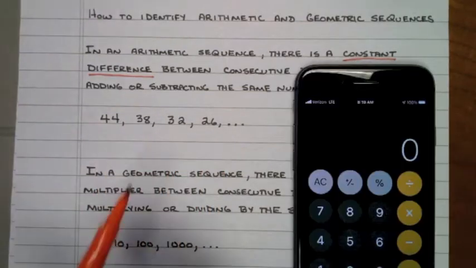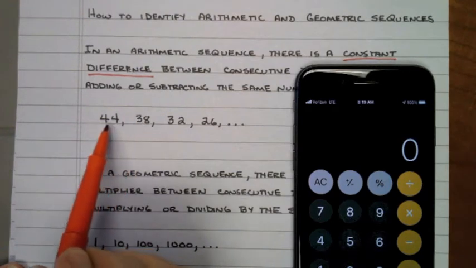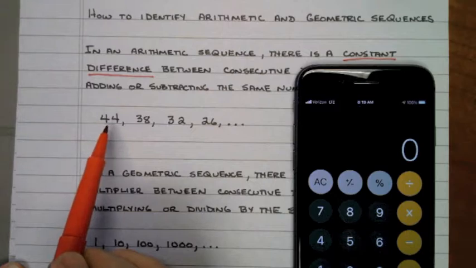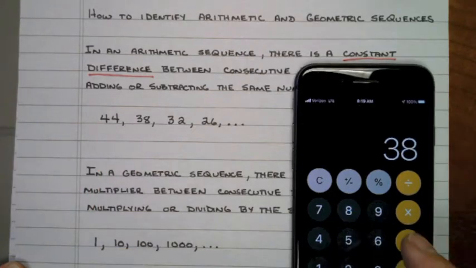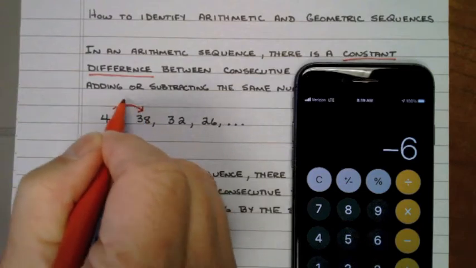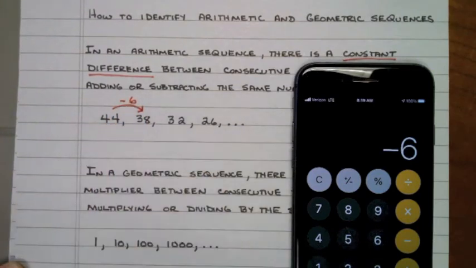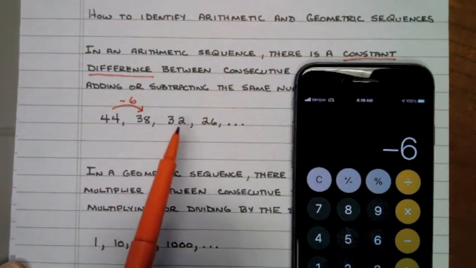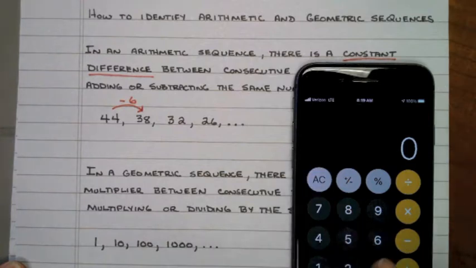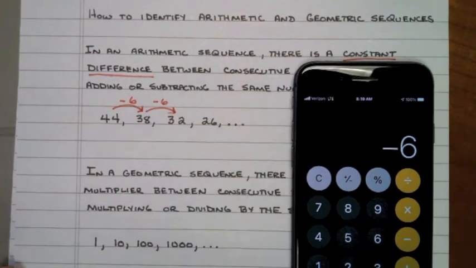So with my calculator, remember I'm going to take the difference between these two. I want to take the second one and subtract it from the first one. 38 minus 44. The difference between these, negative 6. I'm subtracting 6 because I'm going down. I need to find the difference between these two. I seem to be subtracting the same number every single time. Let's try it again.